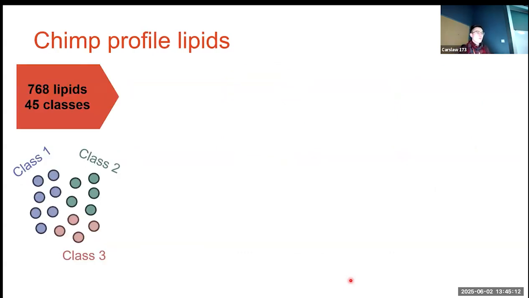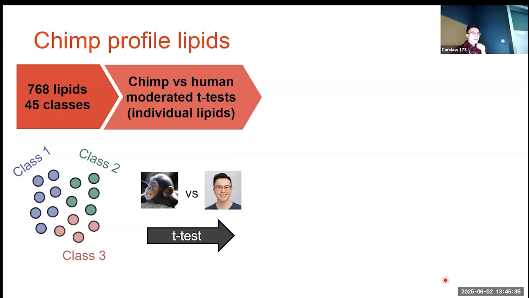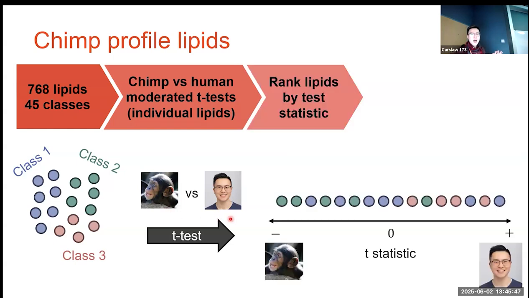So I'll walk through our approach to this. We start off with 768 lipids, but these lipids fall into different categories, which are related to their function. And we're often more interested in looking at how these classes are different between the two groups. So what we do is, you can imagine that for each individual lipid, we can do a comparison between chimpanzees and humans, right? So it's essentially just like a t-test. And then we can rank all of the lipids by test statistic. So this is all 768 lipids.